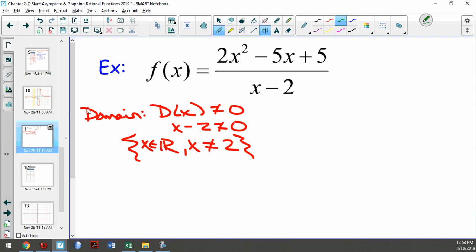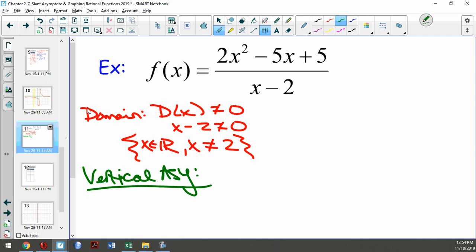What do I do next? Vertical asymptote. It doesn't matter. You can do bar or comma or colon. Okay?